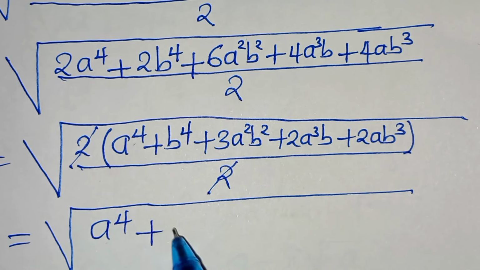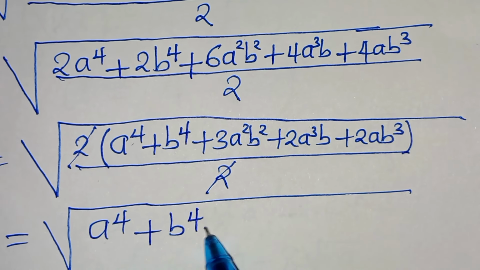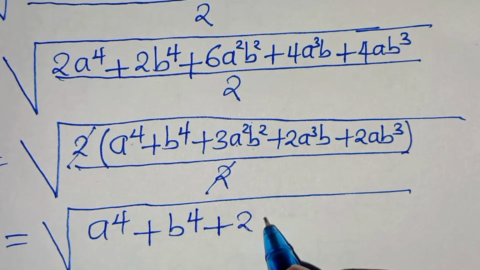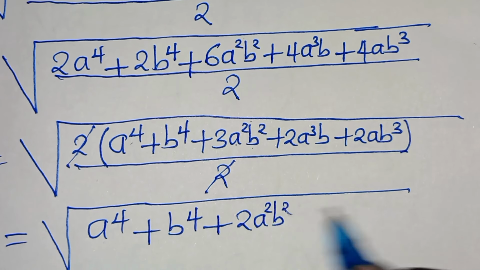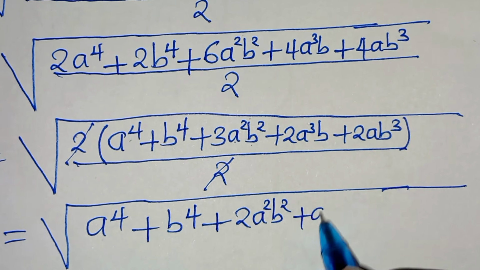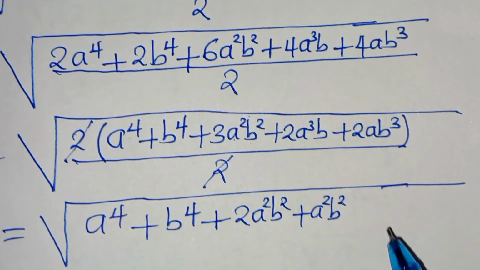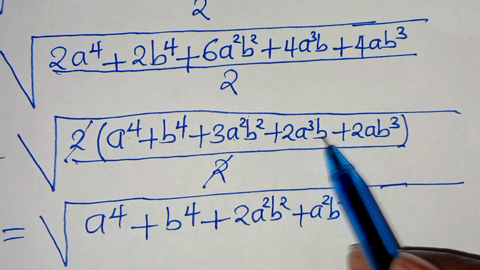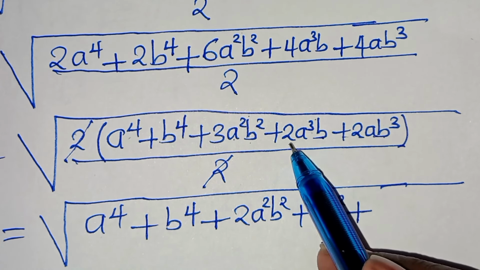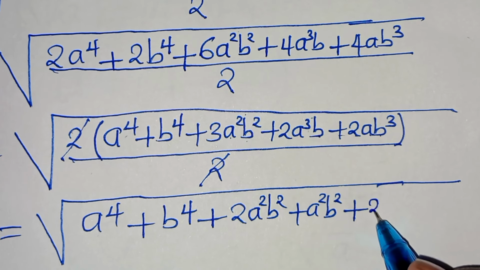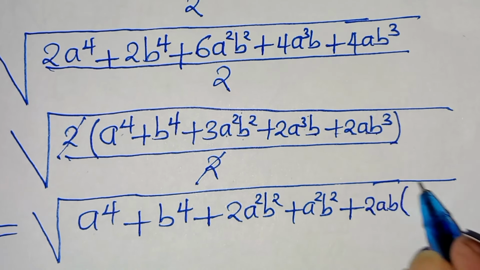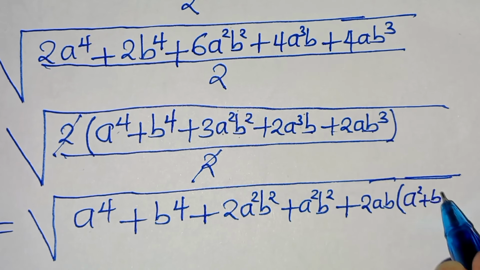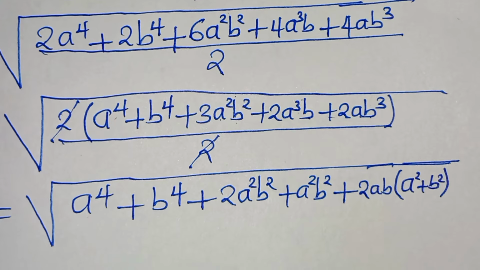a to the power of 4 plus b to the power of 4, then plus, we can express 3a squared b squared as 2a to the power of 2, b to the power of 2, then plus a to the power of 2, b to the power of 2, then plus. Now, here we have 2a to the power of 3, b plus 2a, b to the power of 3. Now, we can factor out 2ab into the parentheses. Here we have a squared plus b squared, inside the parentheses.